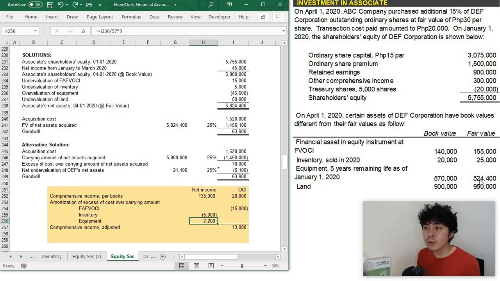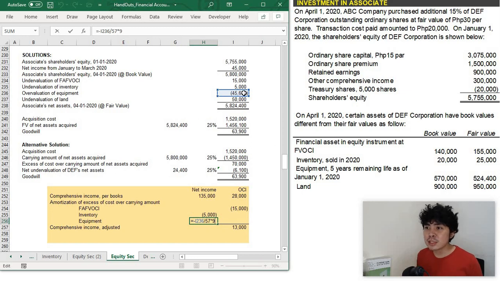So, kung April 1 balances na to at yung 5-year life starts on January 1, 2020, which is 3 months ang pagitan ng January 1 at April 1, so, out of 5 years, gamit na yung 3 months. So, ilang taon na lang yung natitira or ilang buwan na lang ang natitira sa buhay ng equipment. So, yun ay 57 months kasi 60 months ang 5 years. Bawas na yung 3, so 57 months na lang ang natitira.